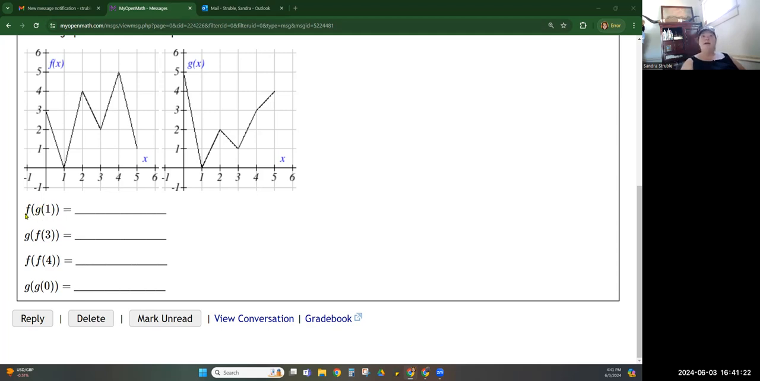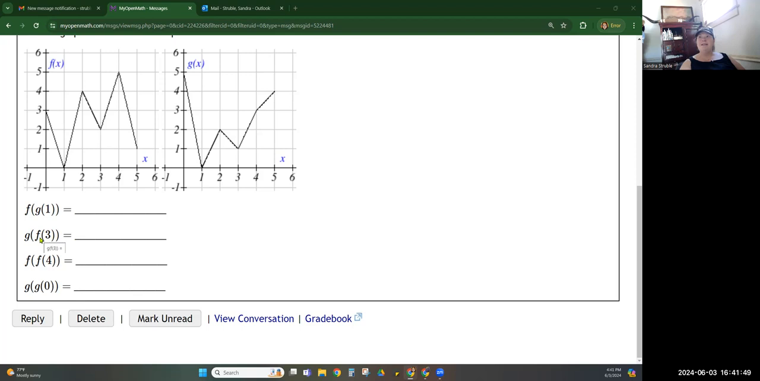And now we're going to look at function F of 0. So F of 0 means the function F when X is 0, what is it? Well, here's the function F. Here's X. Where is X equals 0? Right here. What is the function F? Well, it's 3. So the answer for F of G of 1 is 3.